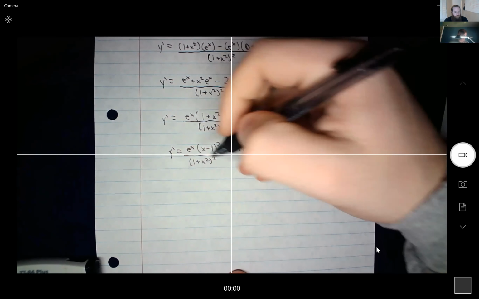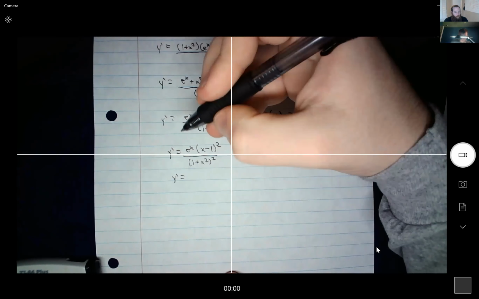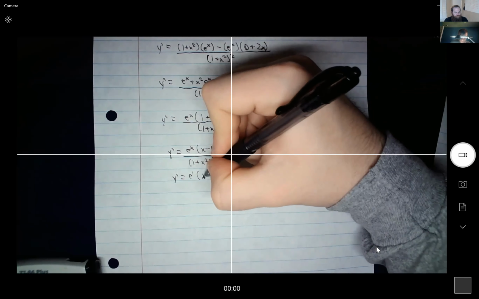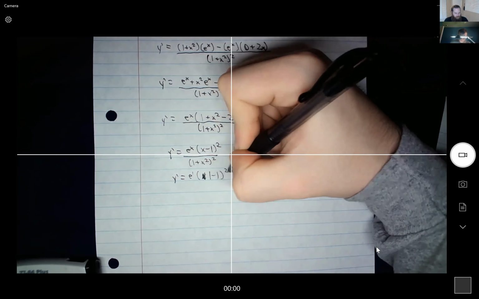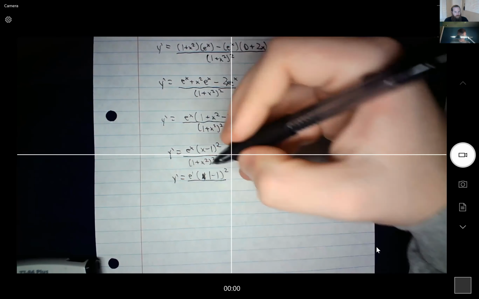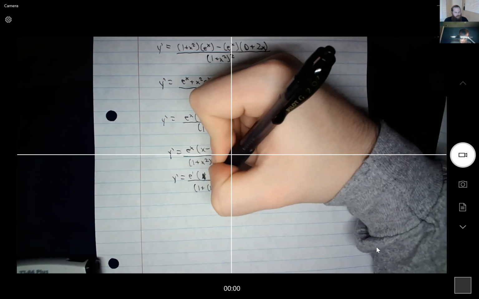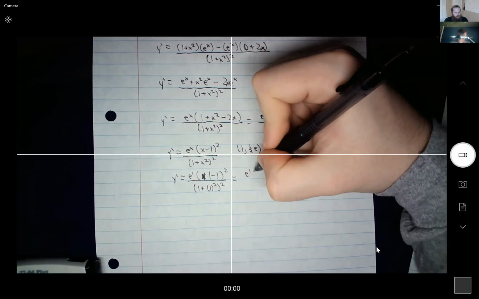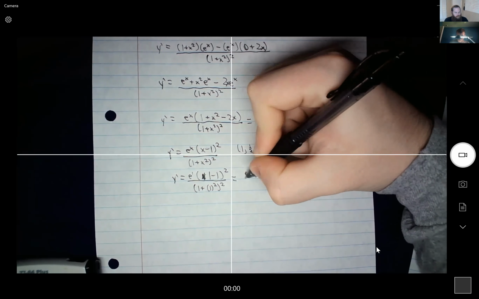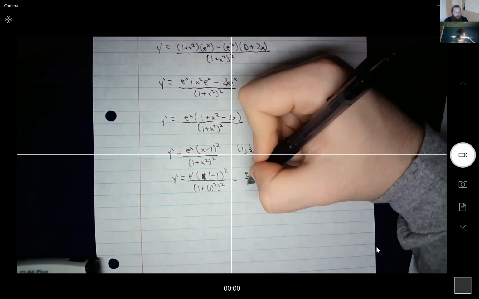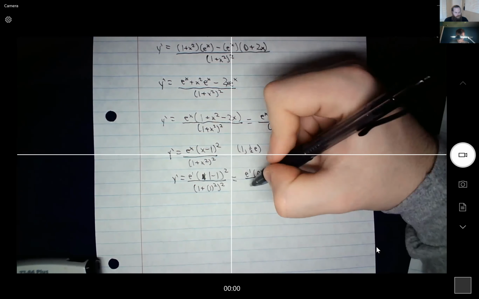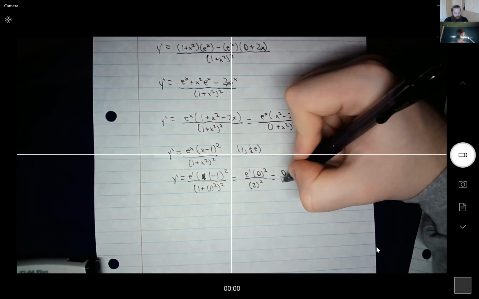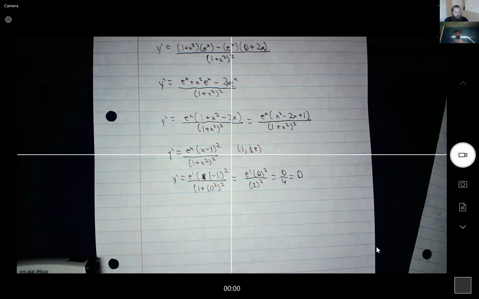So y prime equals e to the 1 times 1 minus 1 squared over 1 plus 1 squared squared. That's going to equal e to the 1 times 0 squared all over 1 squared is 1 plus 1 is 2 squared. So that 0 squared is 0 times e to the 1 is 0 over 4. So that means the slope is 0.